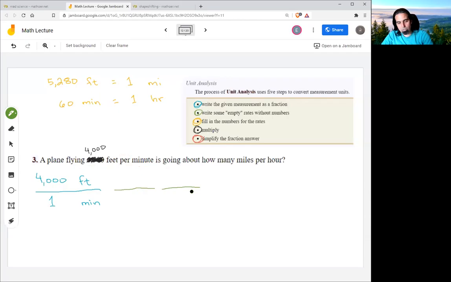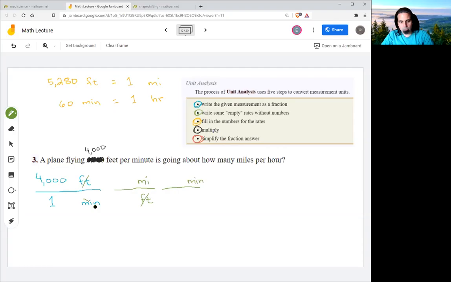Now I'm going to make some fractions. I want to get rid of feet. There's one up there, so let's put one down here. Can I go from feet to miles? Yes, I have that. I don't want miles per minute. I want miles per hour. So I have to keep adding more fractions.